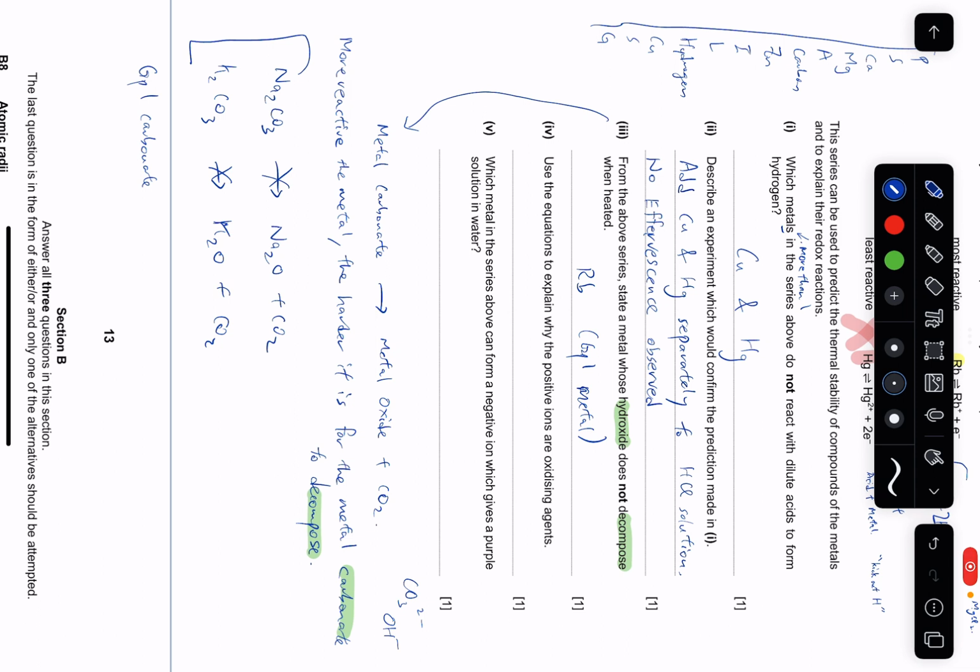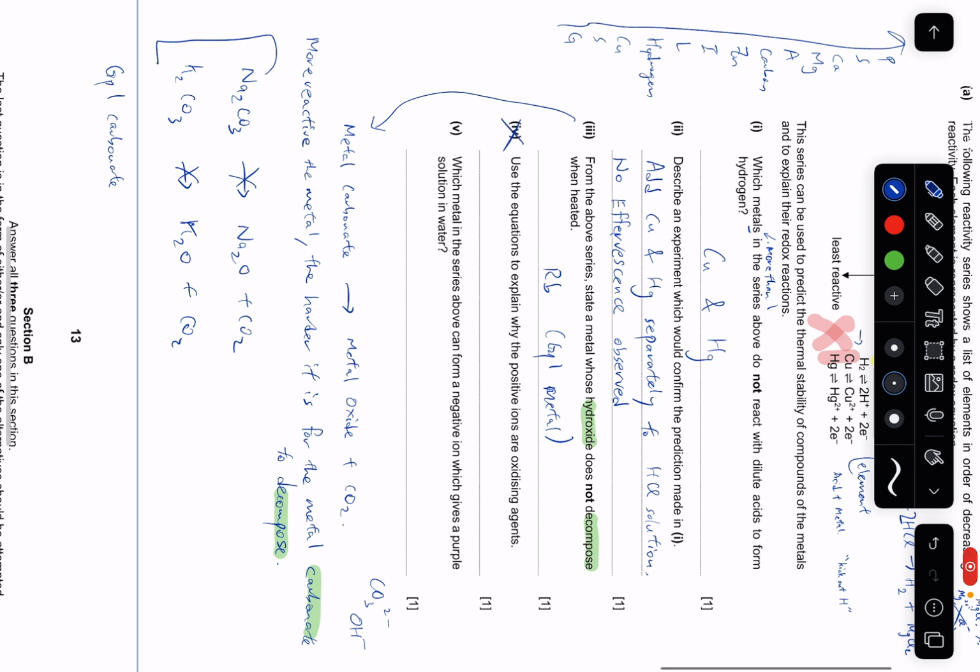Another way to look at it is, if you recall, down group 1, the metal gets more reactive. Your rubidium is below sodium and potassium. It's more reactive than both of them. So it will not decompose.